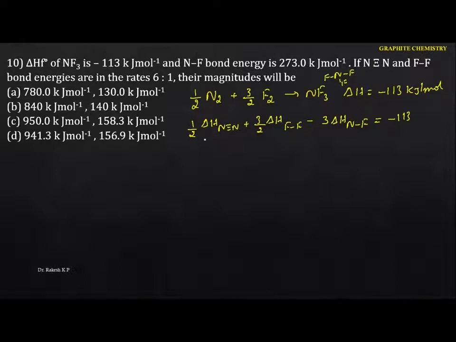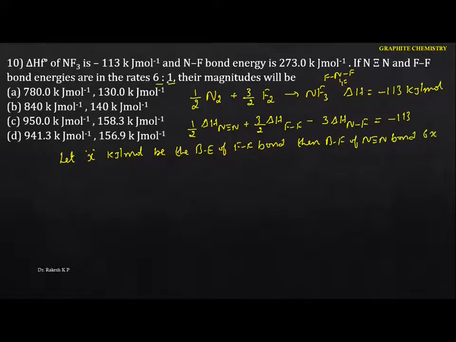So let me take the particular value. Already, what they have given is the ratio 6:1. Let x kilojoule per mole be the bond energy of the fluorine to fluorine bond. Then the bond energy of the nitrogen to nitrogen bond, because you just identified the ratio 6:1, I am going to take as 6x.